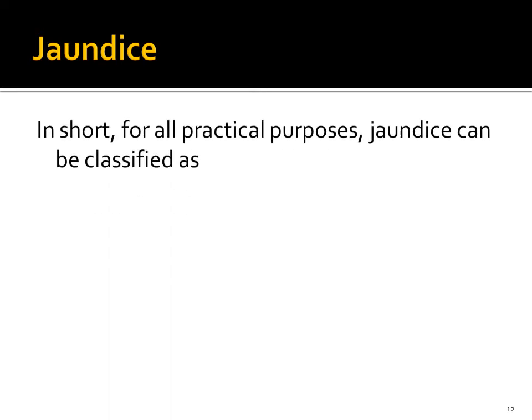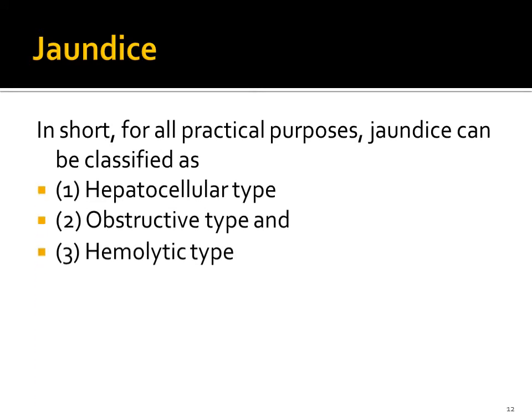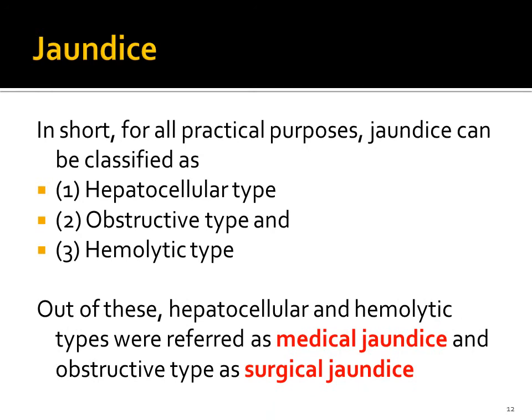The third way of classifying is according to site of disease, like prehepatic. Another name for that is hemolytic, or prehepatic. Then hepatic or hepatocellular, and post-hepatic or obstructive are the same. So this is just a different way of classifying jaundice. So jaundice is hepatocellular type, obstructive type, or hemolytic type.